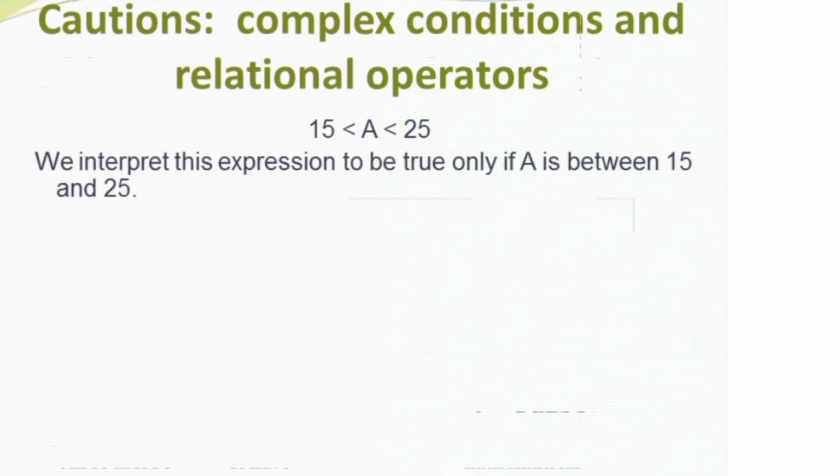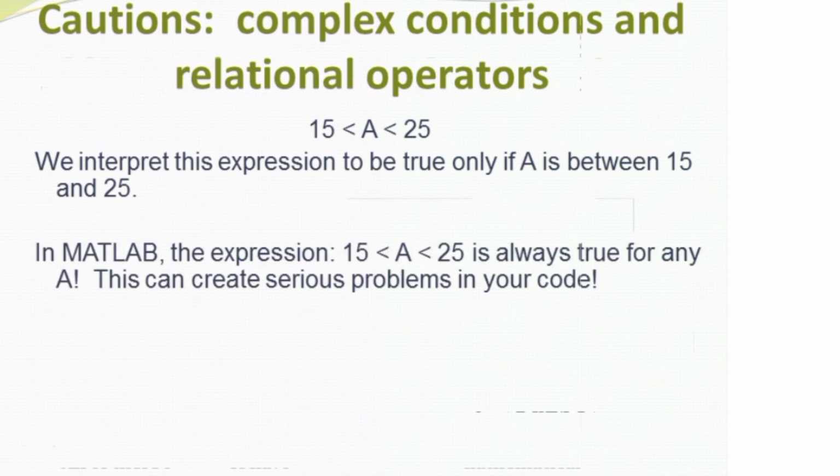So there's one last thing we need to talk about relating to conditional operators, specifically relating to the relational operators. If we look at the statement that we see here, 15 is less than a and is less than 25, how would we interpret that? Well, we would interpret that as being true only if a is between the values of 15 and 25, right? We write expressions like that all the time in math. Unfortunately, it doesn't work the same way when we deal with Matlab. So in Matlab, this expression is going to be true no matter what your value of a is.